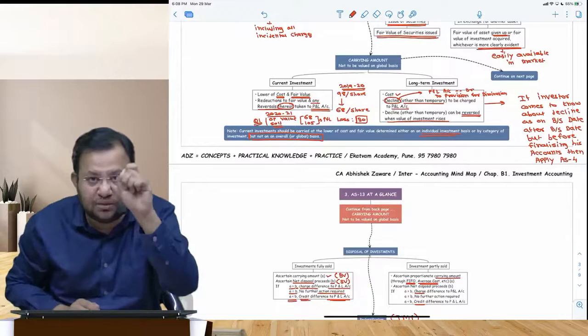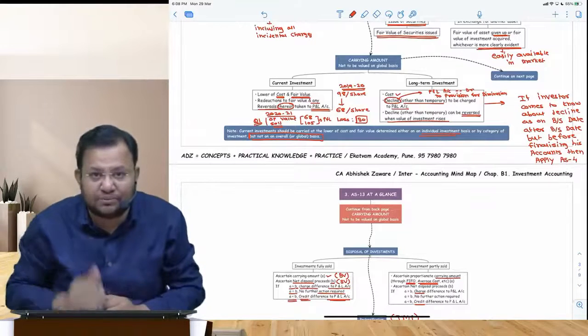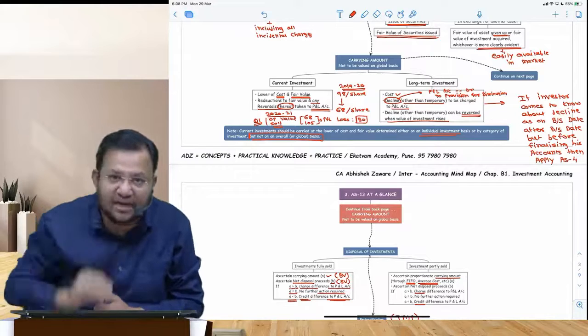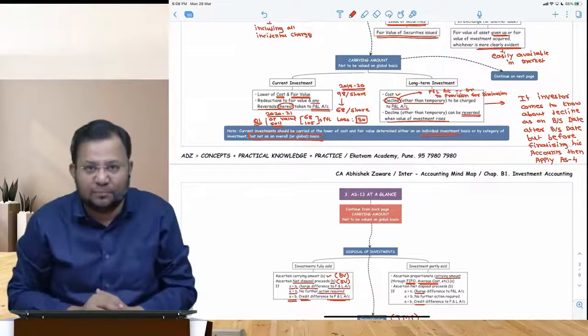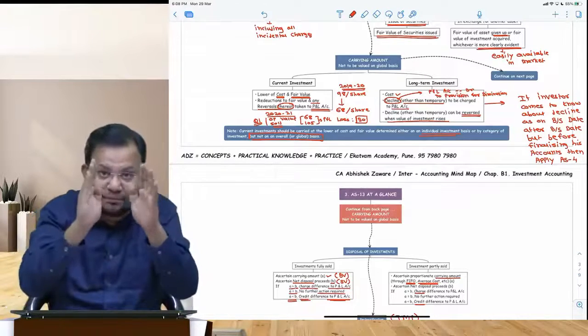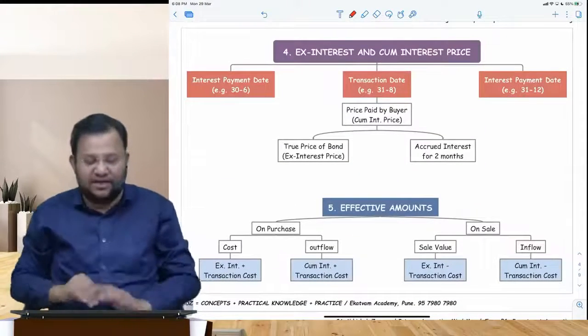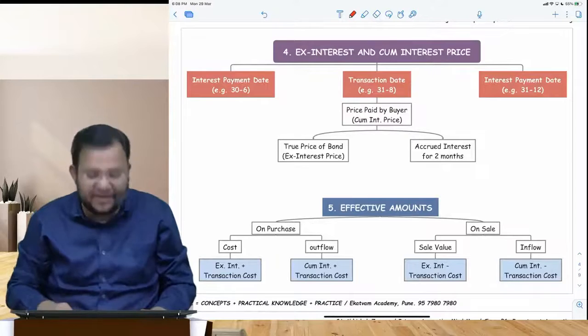ICAI has given you one booklet called Accounting Pronouncements. Within that you will find the bare text of Accounting Standard 13. Within that there is a bold italic portion, some paragraphs. Those are the key provisions of AS 13. So for a descriptive question, that is it. Now whatever we are covering is relevant for a numerical question.